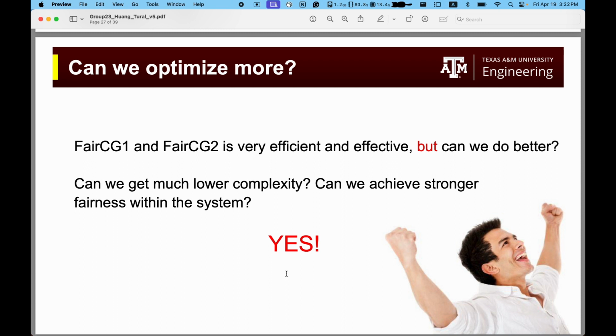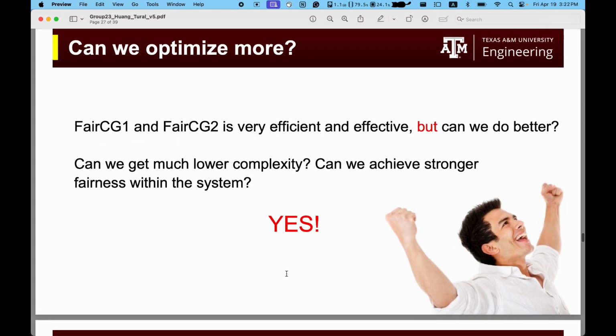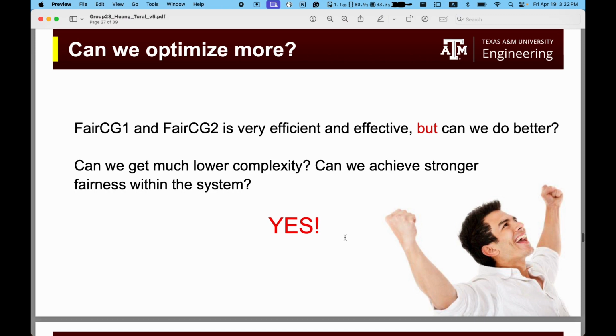So, as you already know, my teammate talked about FairCG1 and FairCG2, and we see that they are very efficient and effective. But as computer scientists, we always wonder, is this the most optimal solution we have? Well, of course not. We can always try to do better. But what do we mean by better? We mean that there could be a possibility of getting much lower complexity within our algorithm, and a better fairness constraint. So let's explore the algorithm that helps us achieve these points.